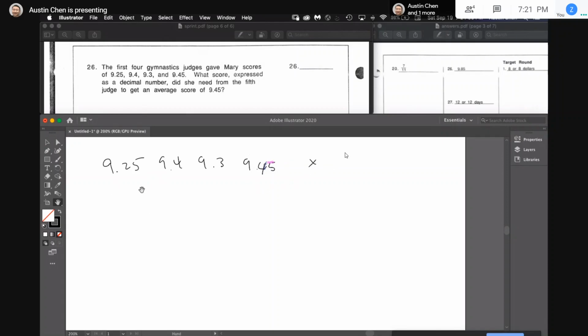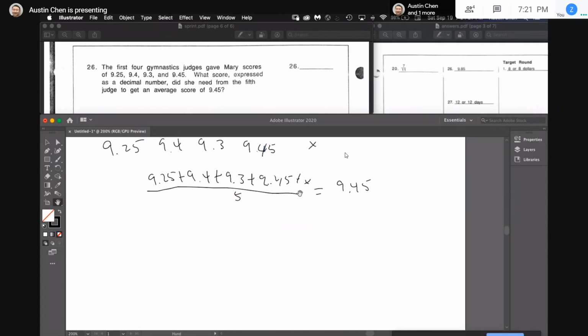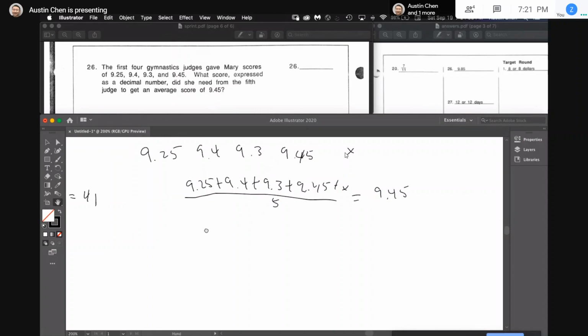And what is average? Well, average is just you sum all of these and then you divide it by the number of terms that you have, which is 5 in this case. And so if this is an average and it says that she needs the average score to be 9.45, you can set this equal to 9.45. And then now you can just solve it for X, right? So let's sum all of these first.